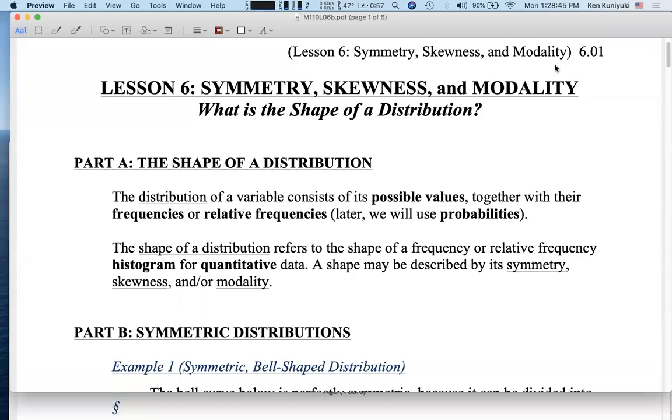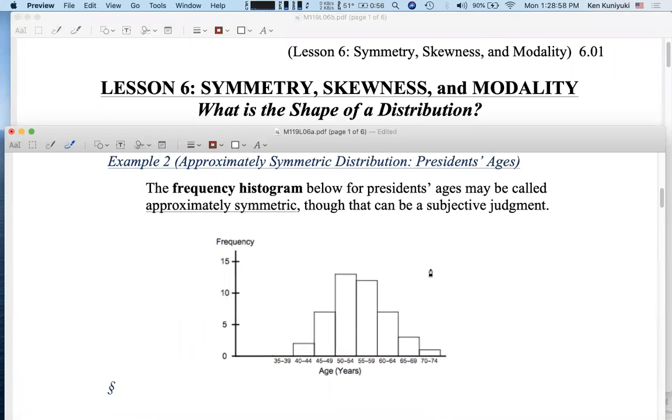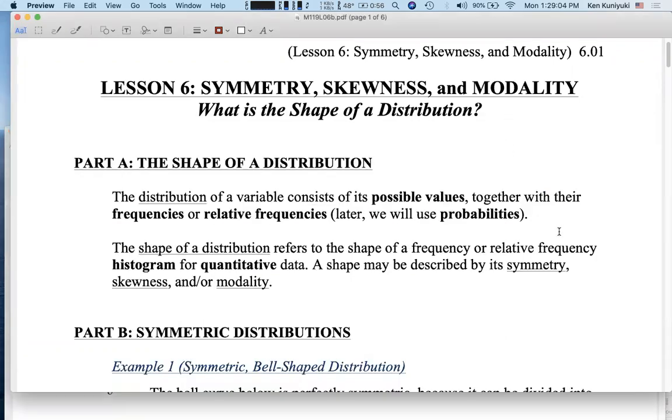Hi everyone, let's do lesson 6 on symmetry, skewness, and modality. What is the shape of a distribution? When we talk about the shape of a distribution for quantitative data, we're basically talking about the shape of a good histogram for that quantitative variable. All right, so part A, the shape of a distribution.